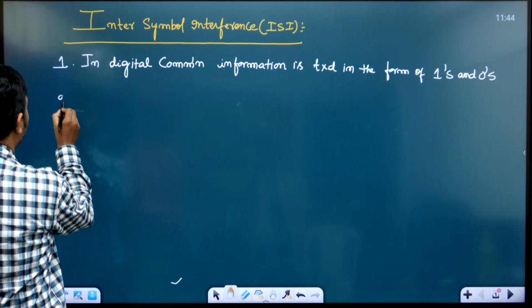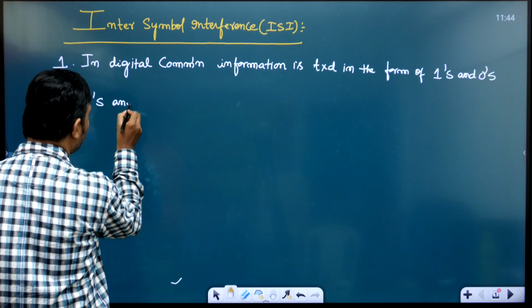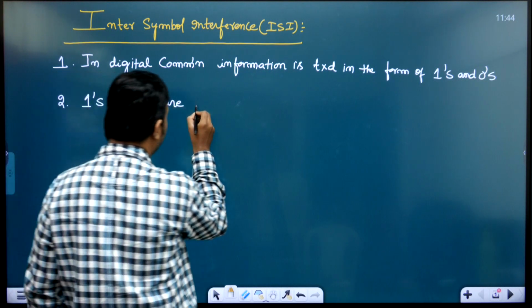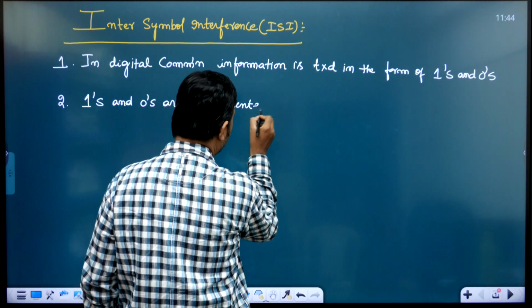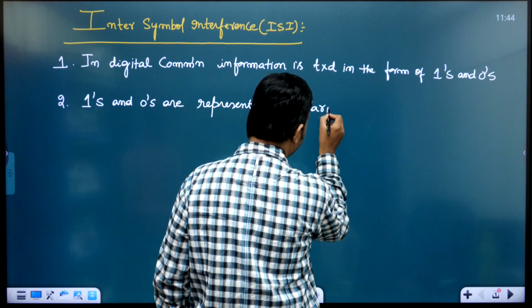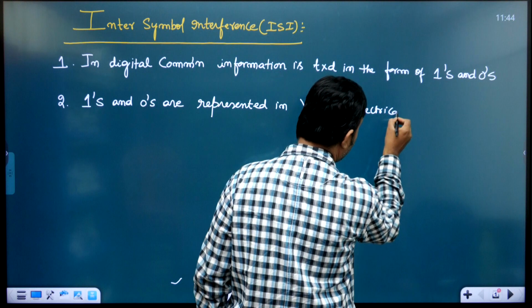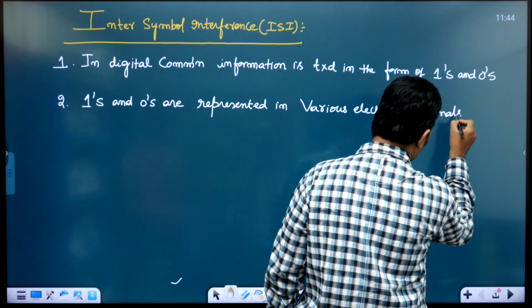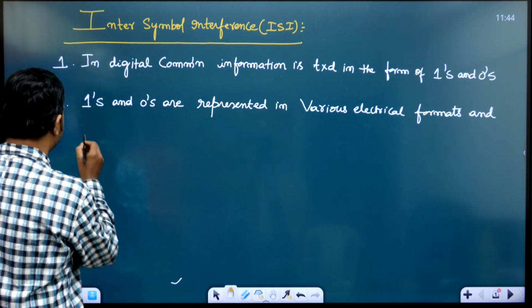Second point, ones and zeros are represented in various electrical formats and transmitted through the channel.